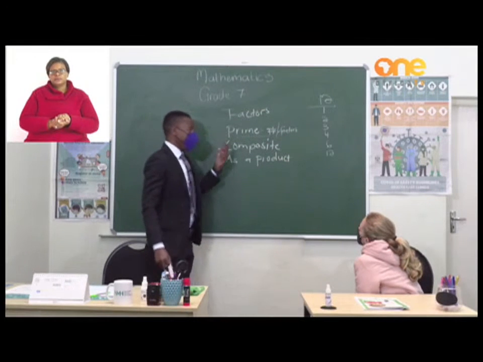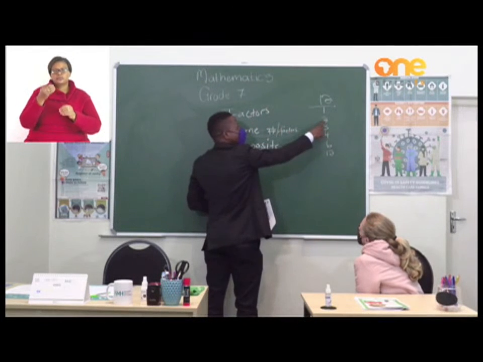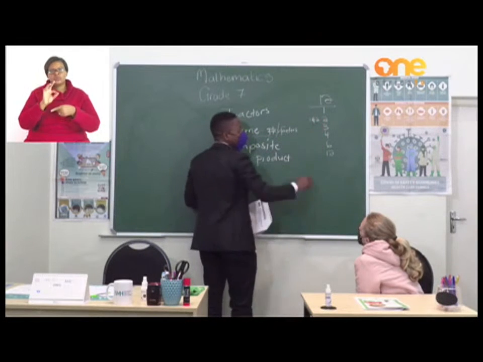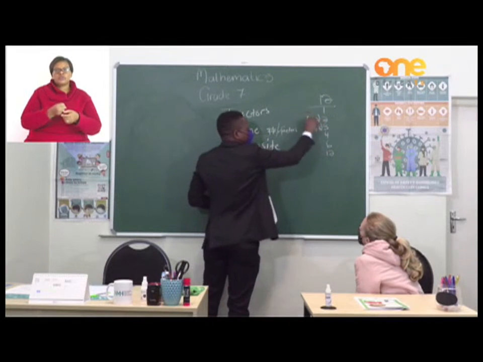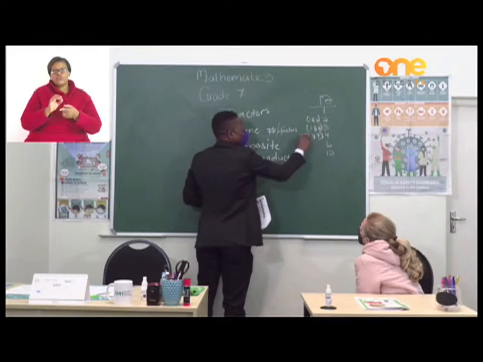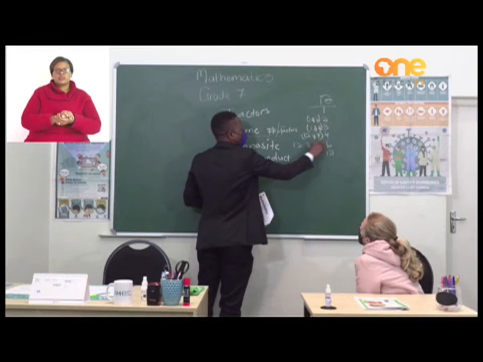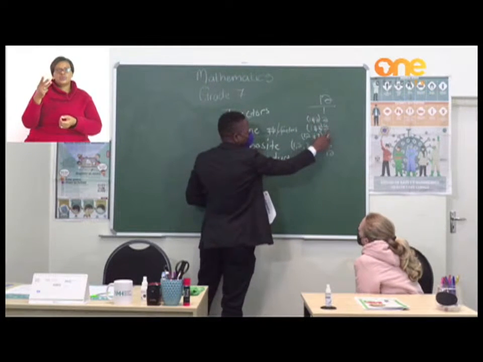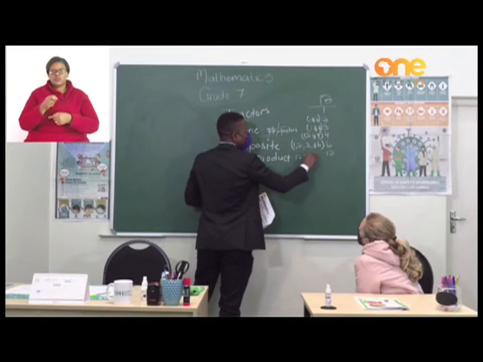A prime number is a number with only two factors. Let's look at the factors. 1 has only one factor, which is 1. 2 has two factors, 1 and 2. 3 has 1 and 3. 4 has 1, 2, and 4. 6 has 1, 2, 3, and 6. 12 has 1, 2, 3, 4, 6, and 12.